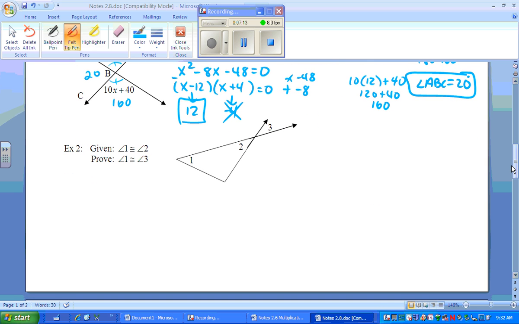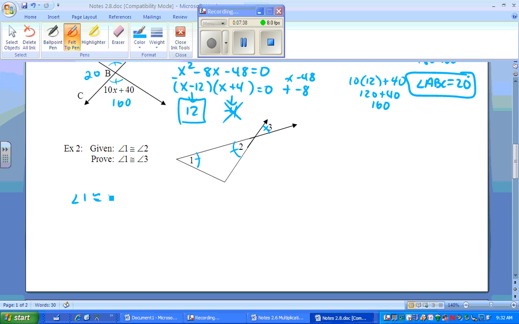For the proof, let's see what we have here. We know that angle 1 and 2 are congruent. And we're trying to prove 1 and 3 are congruent. So we look at the picture and we say, wait a second, 2 and 3 are what kind? 2 and 3 are vertical angles. So because they're vertical angles, we know 2 is then congruent to 3, which then makes 1 congruent to 3.